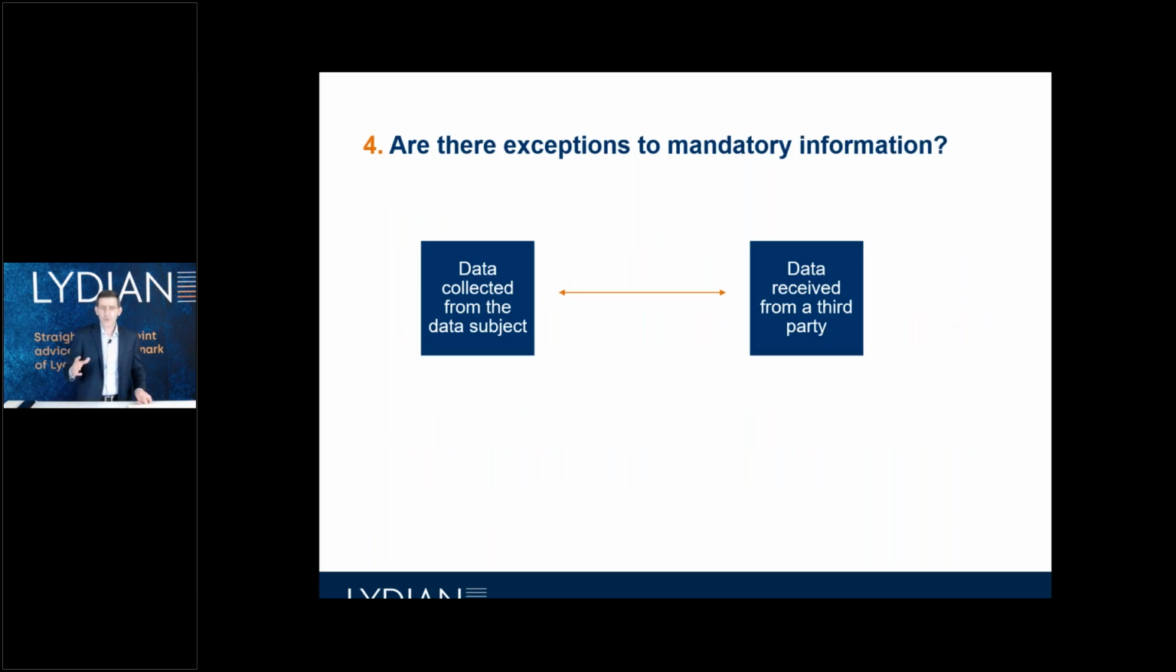Then the question arises, are there any exceptions to this mandatory information? And there a distinction should be drawn between the situation where you collect data from the data subject itself, that's Article 13 of the GDPR, and secondly, the situation where you obtain personal data not from the data subject, but from a third party. That's Article 14 of the GDPR.